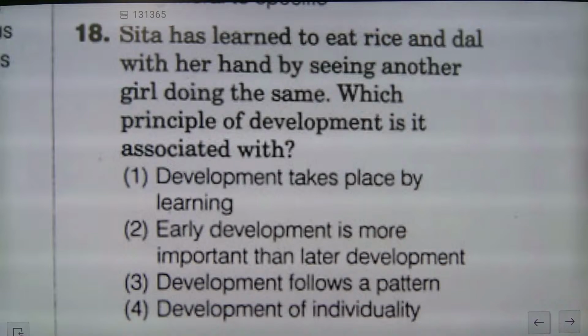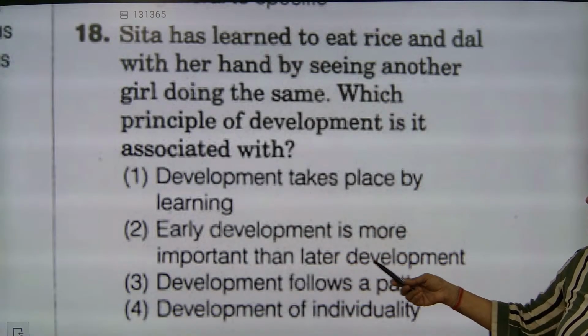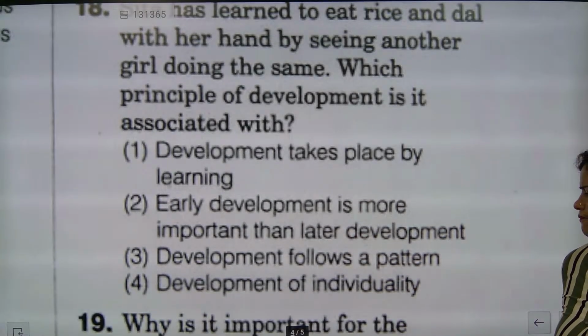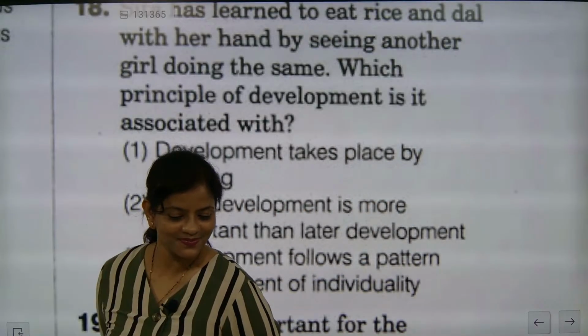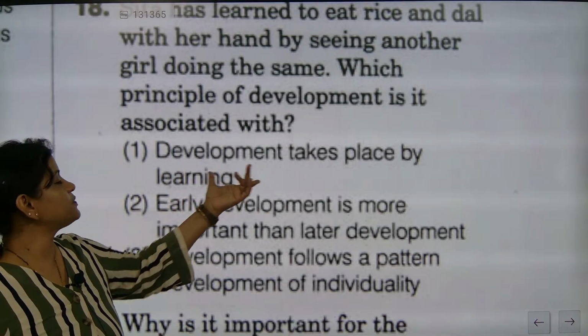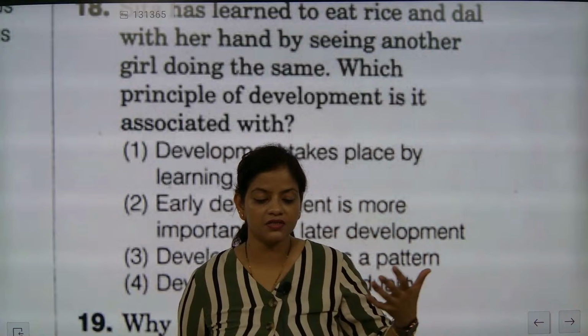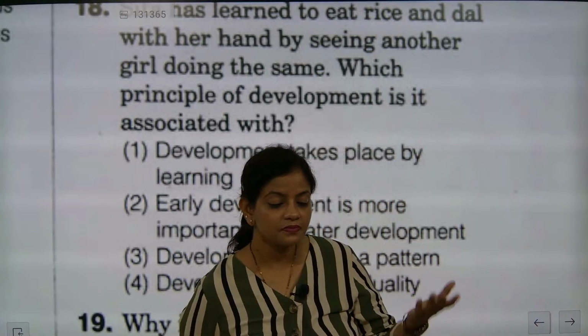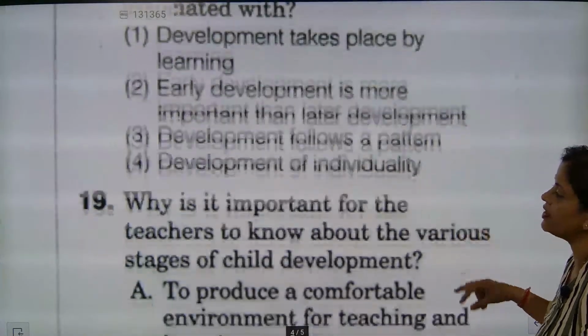Sita has learned to eat rice and dal with her hand by seeing another girl doing the same. Which principle of development is associated with this? Development takes place by learning. Early development is more important than late development. Development follows a pattern. Development of individuality. Which one is it? Development takes place by learning, and we learn from others. There is always a saying that when we watch others, our learning will be fast. So when we are watching others, our rate of learning will be fast.